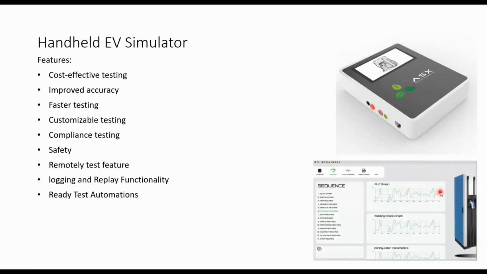So this is one of our simulators, which is handheld. You can do the testing at the CCS2 parameter level, and at the software level, all the details. You can have the configuration for SLAC, the configurations for the PWM signals, and the configurations for locking and unlocking. There are a lot of features with which the above problems can be solved.